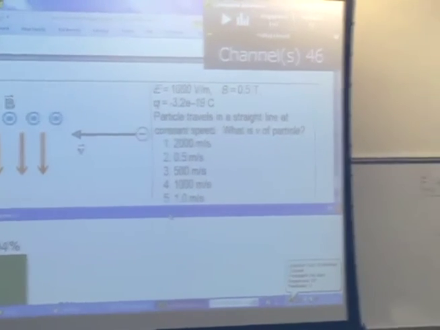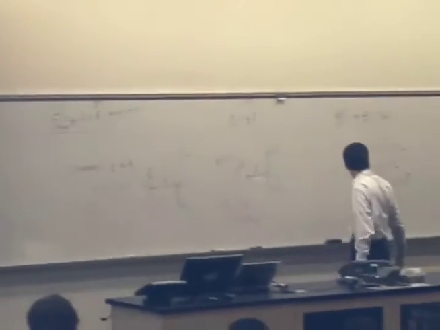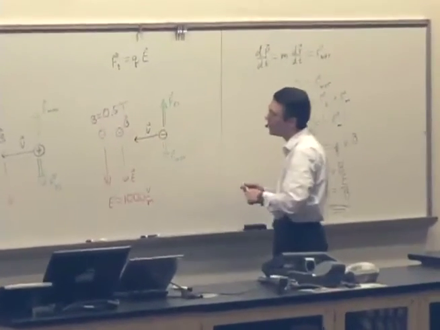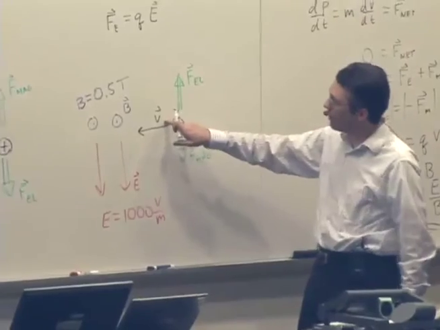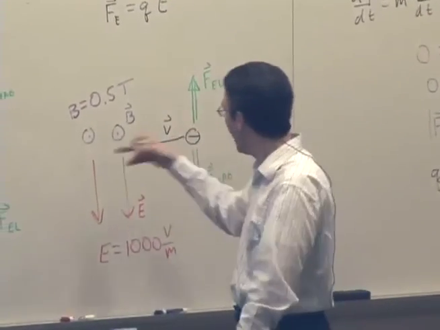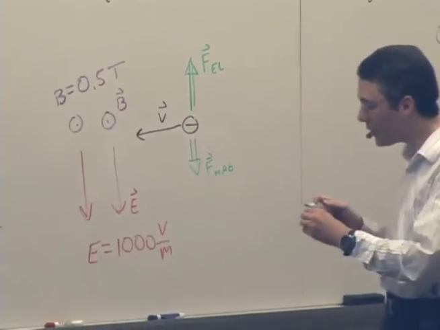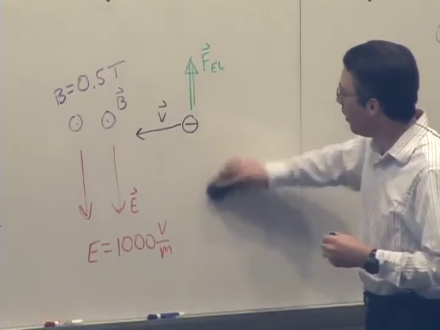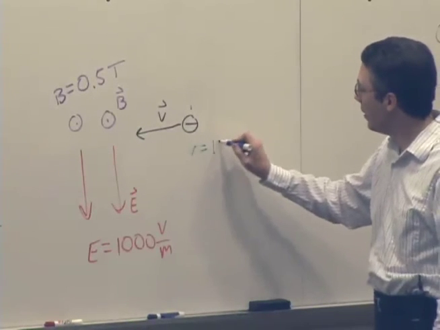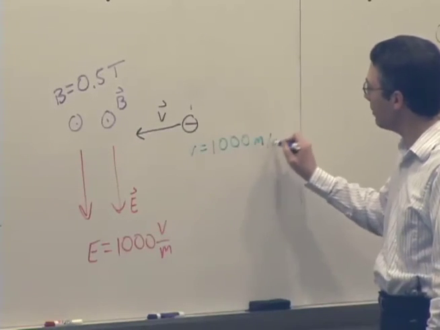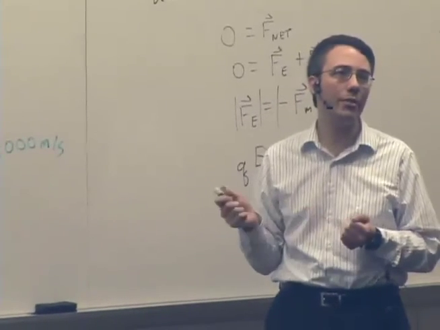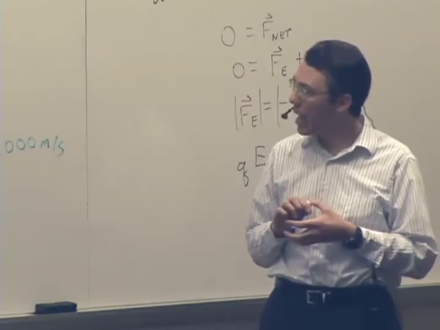So let's think about what would happen if you had a particle. Here's the electric field, 1,000 volts per meter, magnetic field, half a Tesla, and a particle traveling through at 2,000 meters per second would go through at a constant velocity, okay? What would happen if I had a charge moving at 1,000 meters per second? Would it travel through at a constant velocity? No. What would happen to it? It would drop.